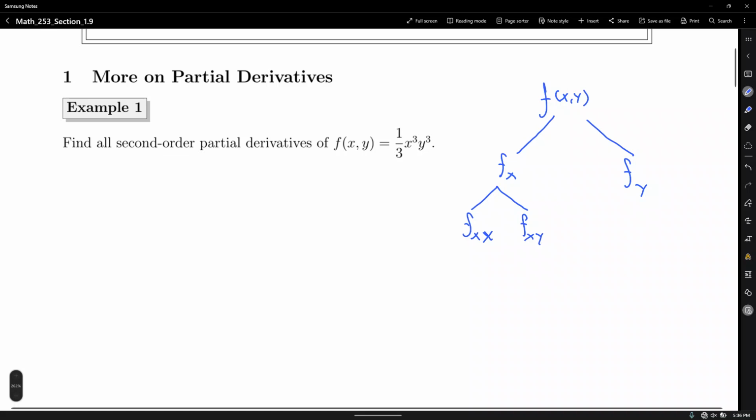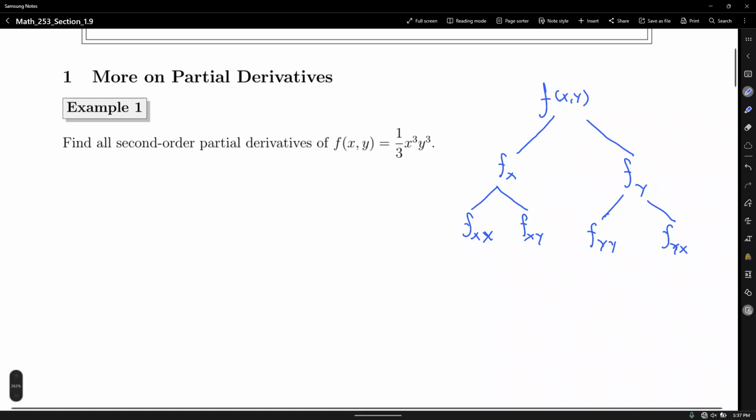Or whatever we differentiated with respect to x, we can then differentiate with respect to y. And then, what if we go on the second branch? What if we differentiate first with respect to y? We can differentiate again twice with respect to y, or first with respect to y and then with respect to x. This is just so you get an idea of the work we're going to do about this function.